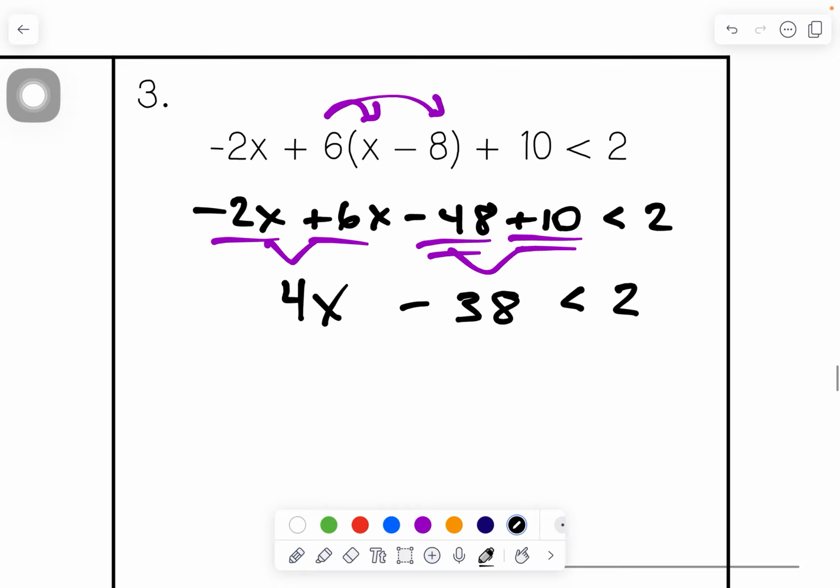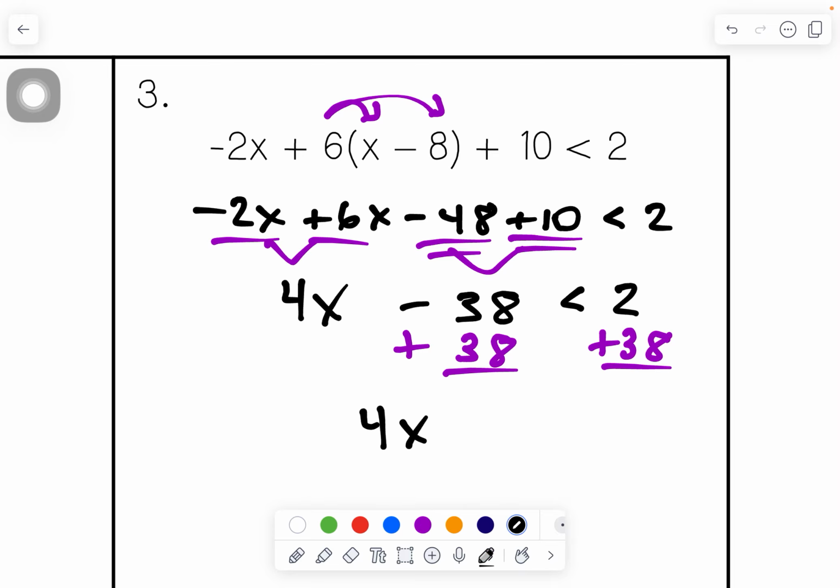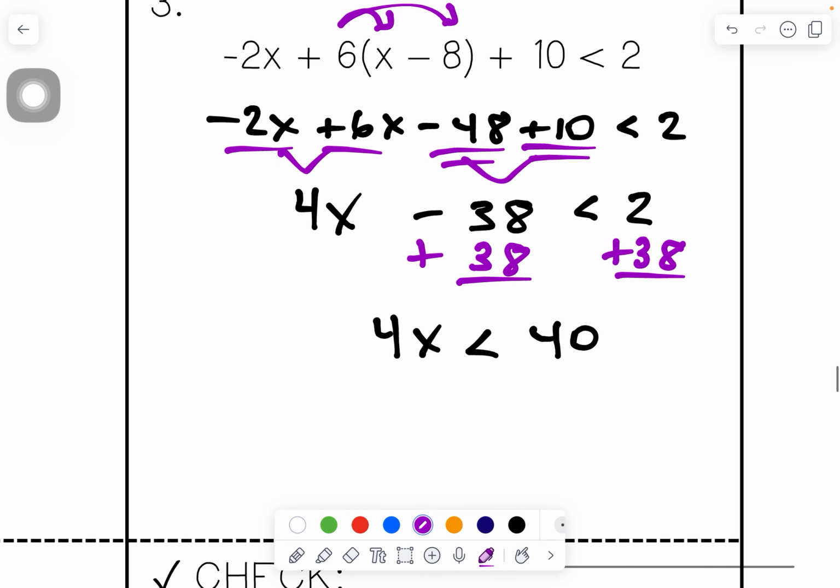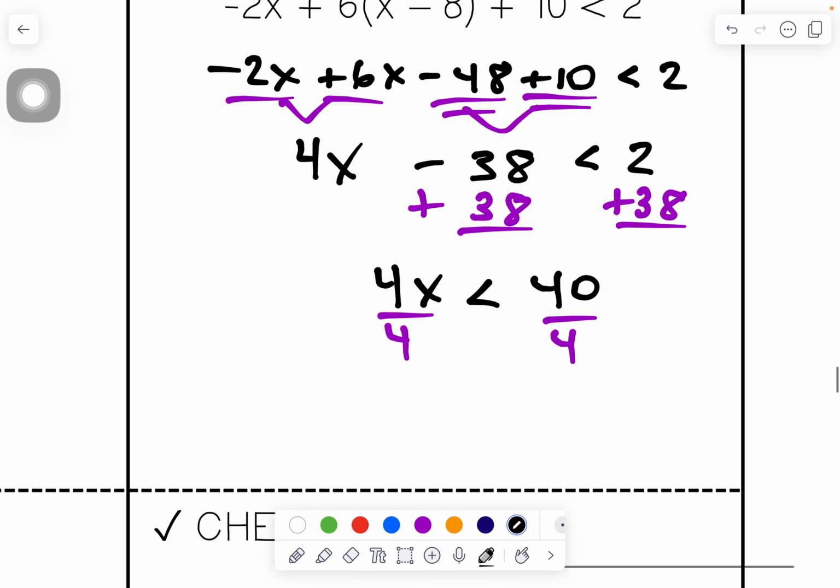So I move down to the next step, which is to add or subtract. In this case, it's going to be add because I see minus. So I'm going to have 4x is less than or equal to 40. And the last step is multiply or divide. In this case, it's divide because that's the opposite of multiplication. So I see here that x ends up being less than or equal to 10.